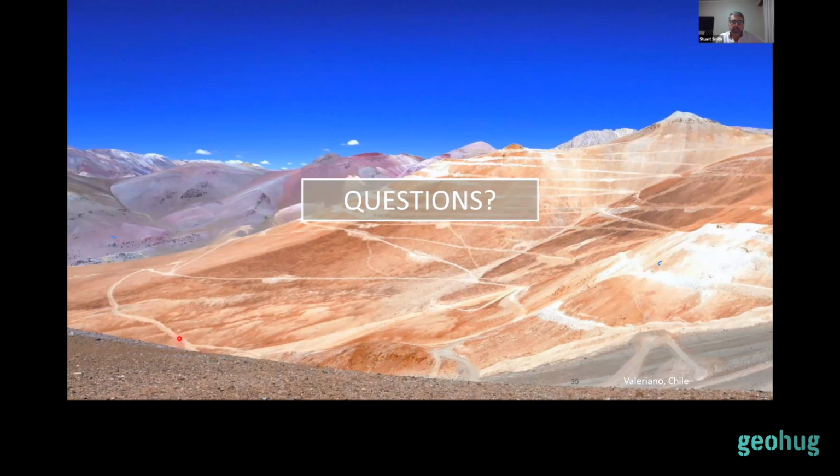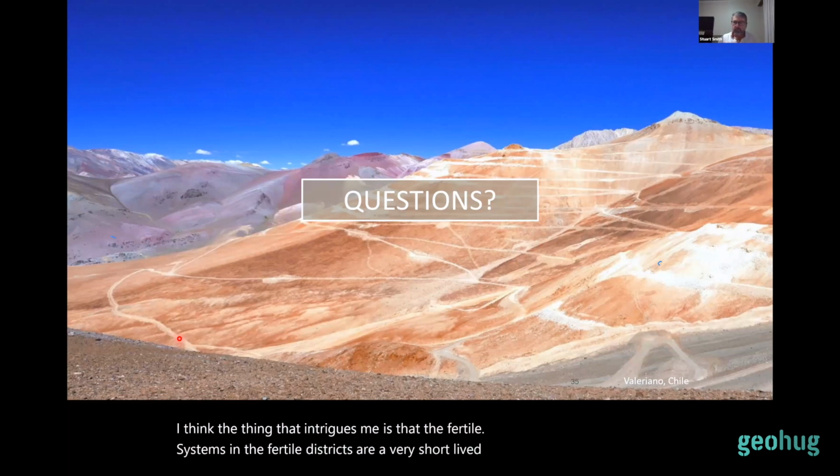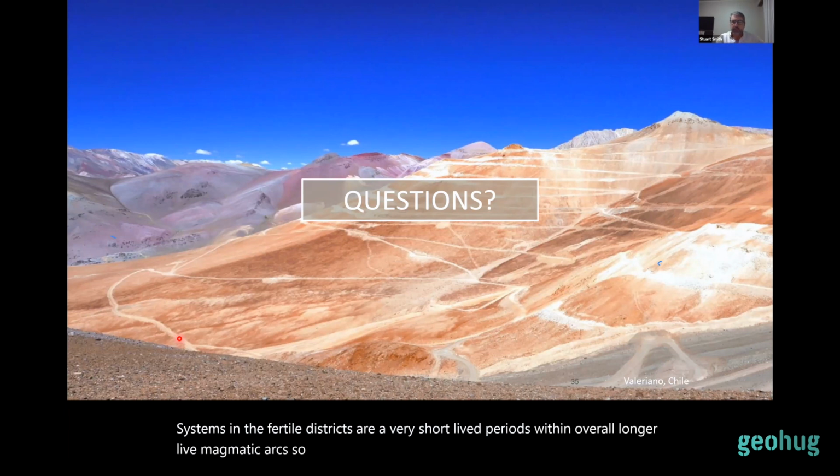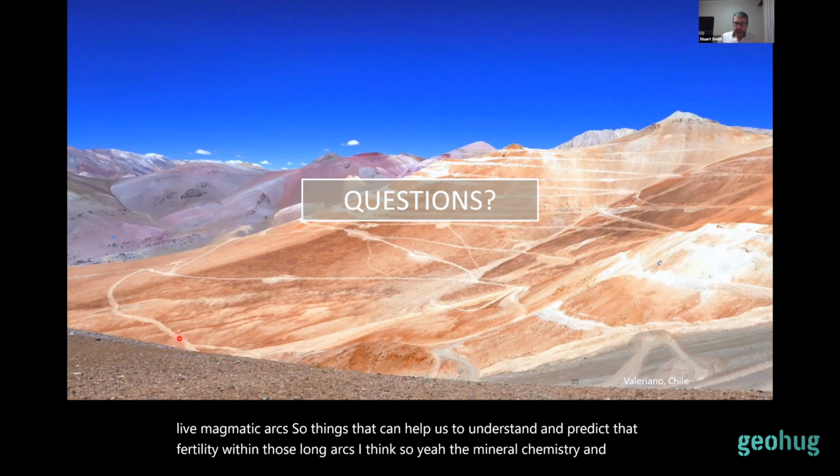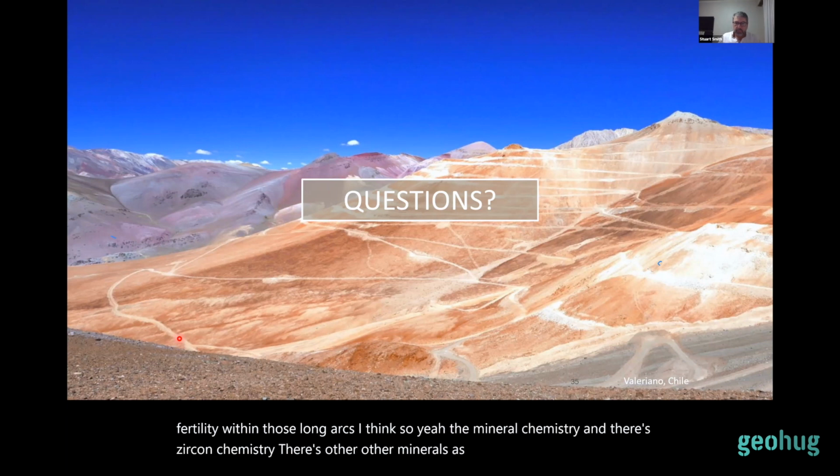Yeah, I think the thing that intrigues me is that the fertile systems and the fertile districts are very short-lived periods within overall longer-lived magmatic arcs. So things that can help us to understand and predict that fertility within those long arcs, I think. So, the mineral chemistry, and there's zircon chemistry, there's other minerals as well that I think can be very useful there.